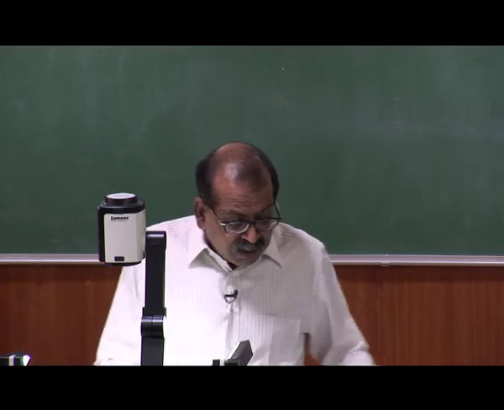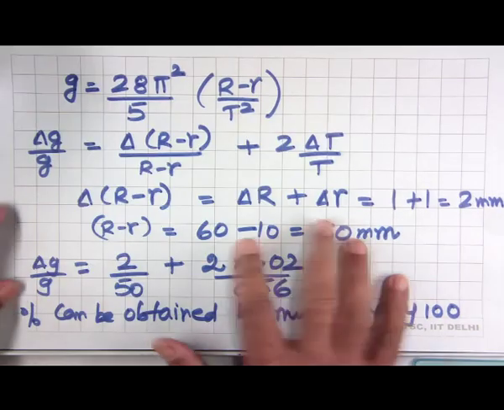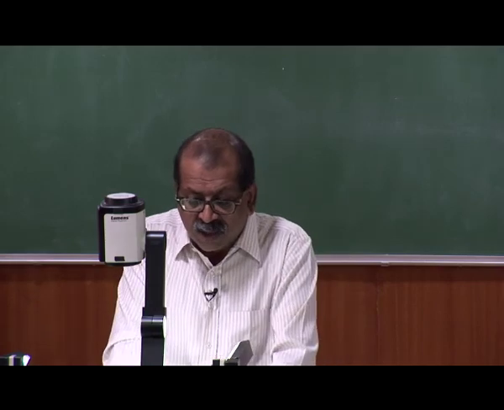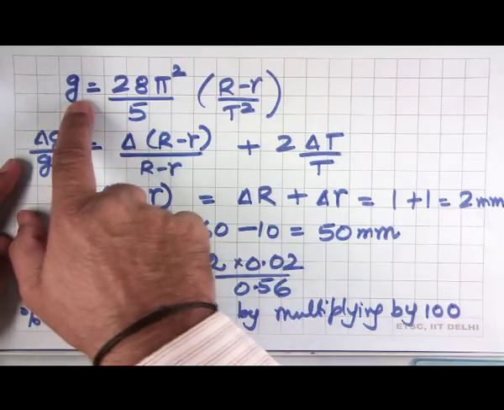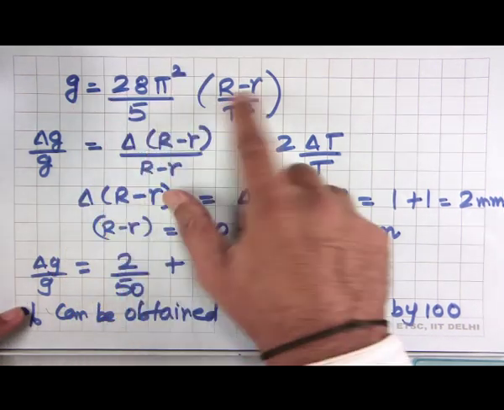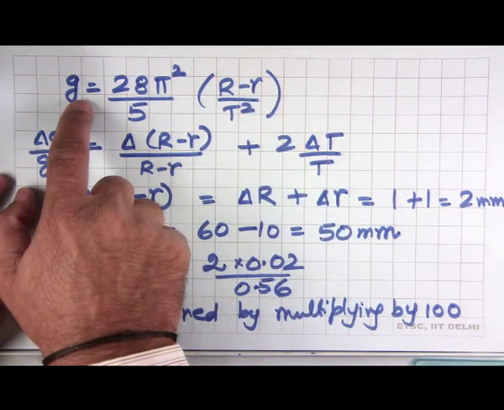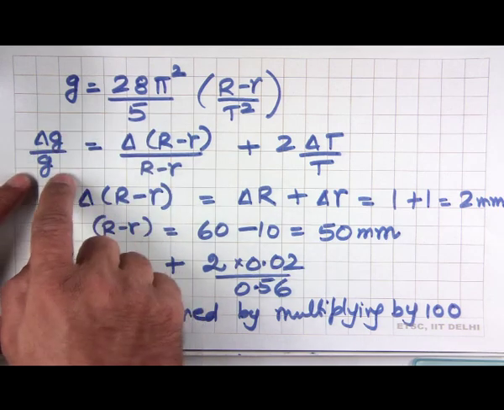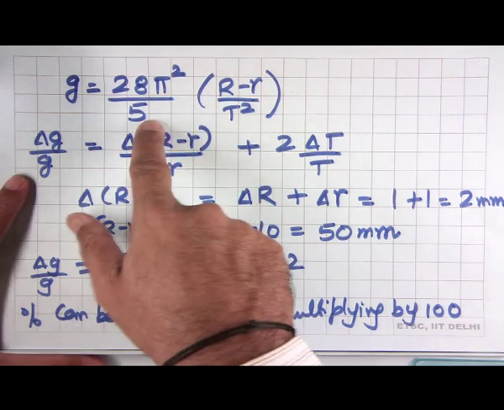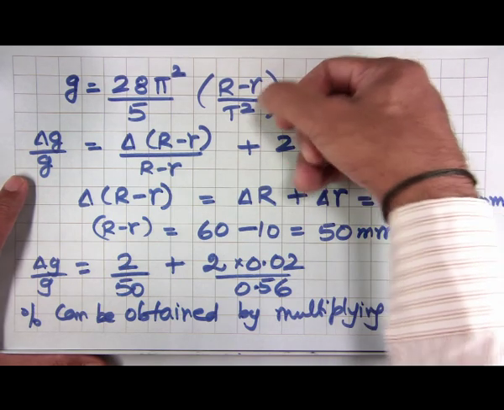Now, to find the percentage error in G, we first write the formula for G. The formula was given to us in terms of time period, so we square that and write the formula in terms of G. When you do that, you will find G comes out to be 28 pi square upon 5 times (R minus r) by t square. Once we have this, we use our error analysis and write delta G upon G. Now, 28 pi square and 5 are constants, so there is no error in this. That means we have to account for error in R minus r and t square.